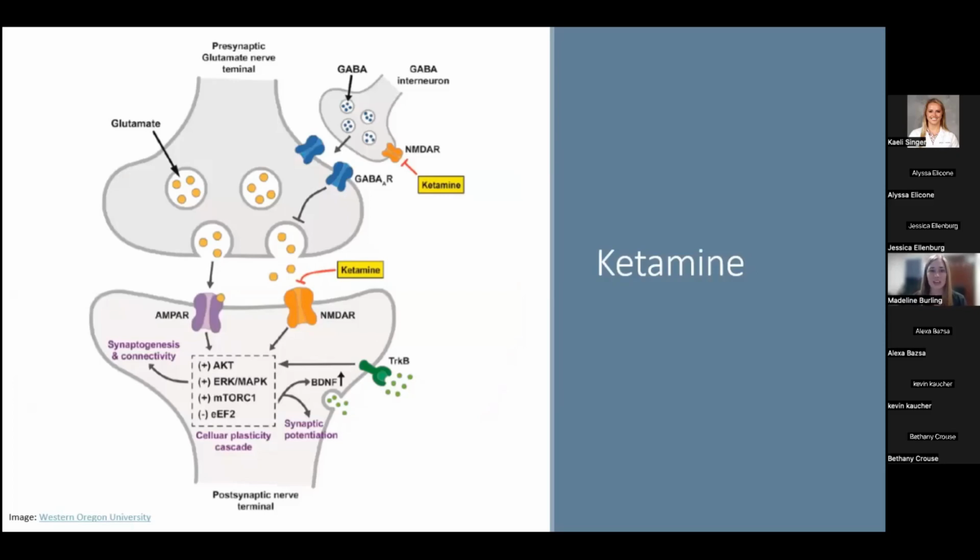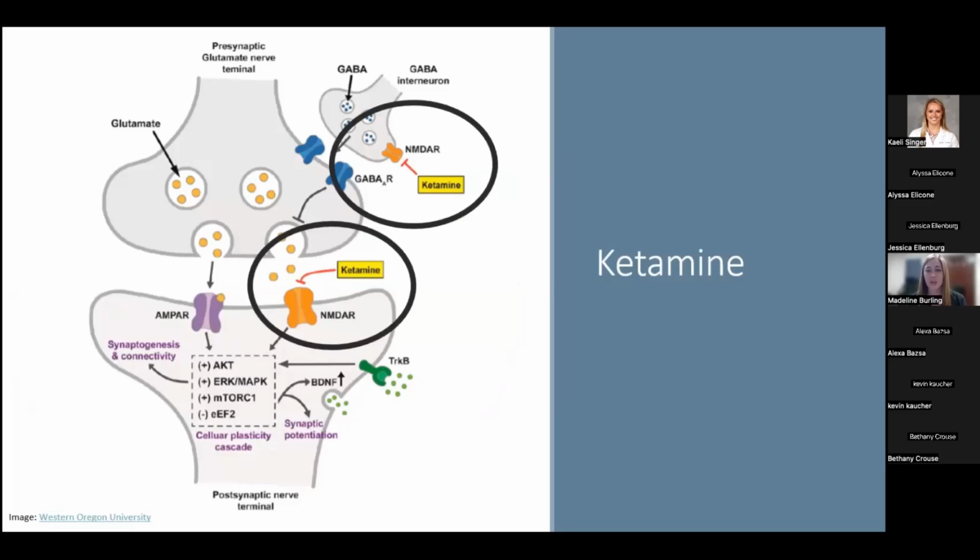It is an NMDA receptor antagonist. It blocks glutamate. So whereas etomidate focuses more on increasing our inhibitory response, ketamine decreases our excitatory response. This is usually a dose of 1 to 2 milligram per kilogram IV for intubation. It is also seen to be hemodynamically neutral in many ways, especially more than something like propofol or midazolam.